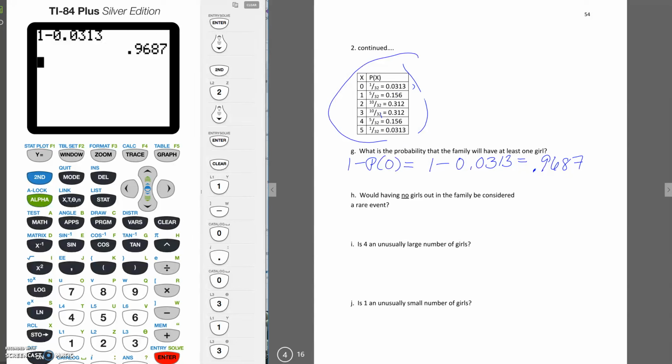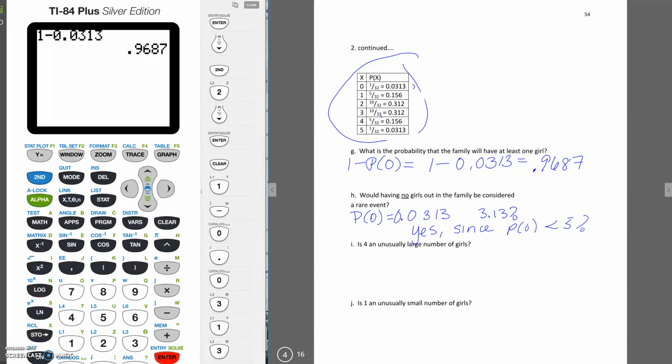Okay, the next question says, would having no girls be considered a rare event? No girls here would be 0 girls, which we just saw the probability of 0 girls was 0.0313, which is 3.13%. Remember, we said anything under 5% is considered unusual. So yes, it would be considered unusual since P of 0 is less than 5%.